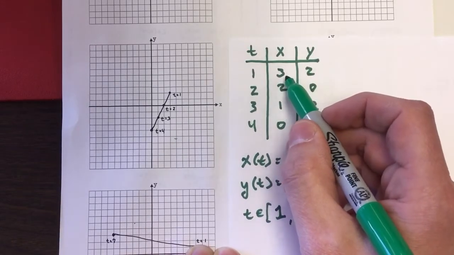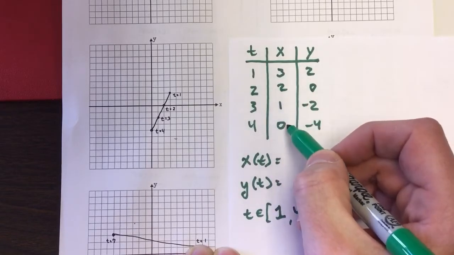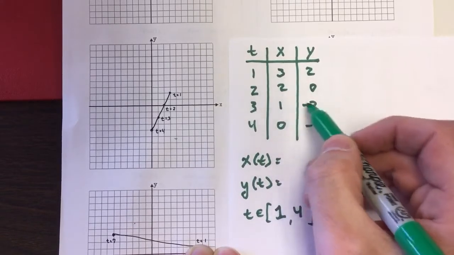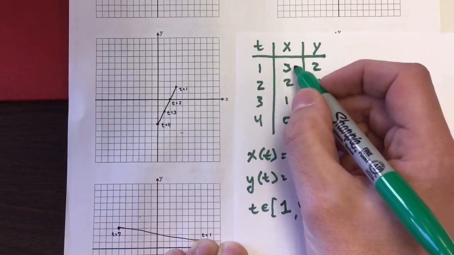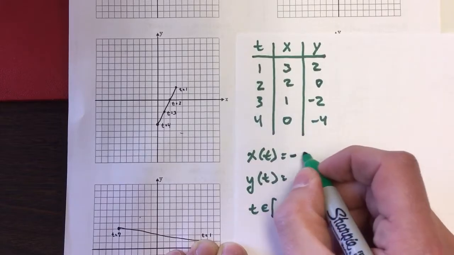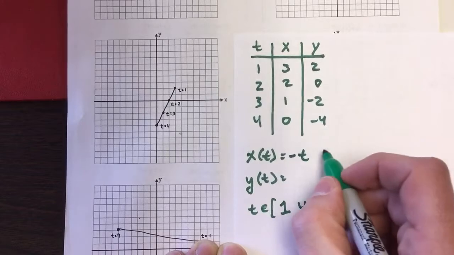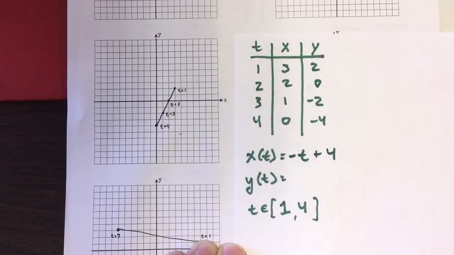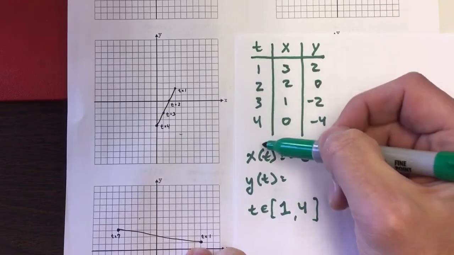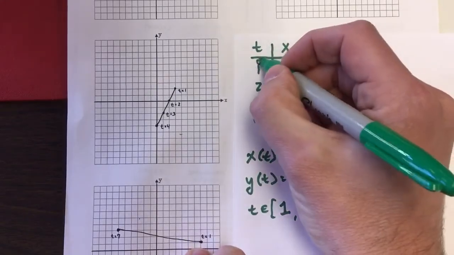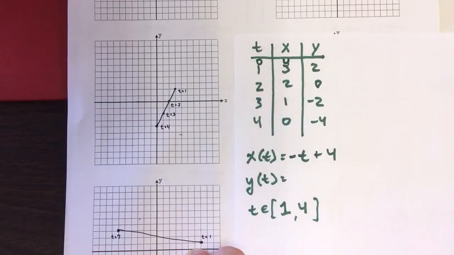Looking at the x, well, we're at 3, down to 2, down to 1, down to 0. How is x changing over time? That's subtracting 1. So our slope would really be negative 1. Negative t plus 4. I like thinking, okay, well, there's 1, 2, 3, 4. If we work backwards, if there was a 0 there, that would reverse the pattern. It'd be a 4 there.